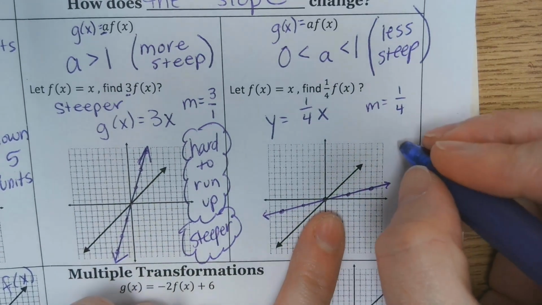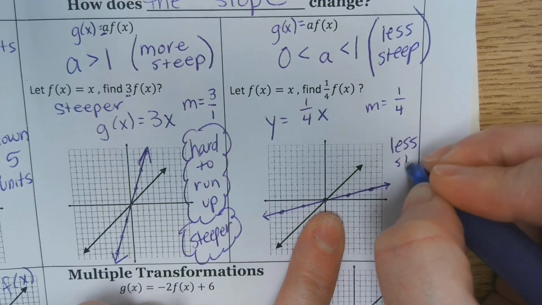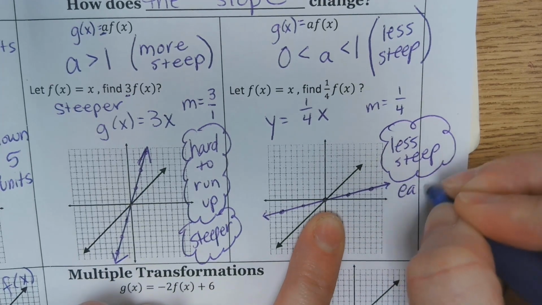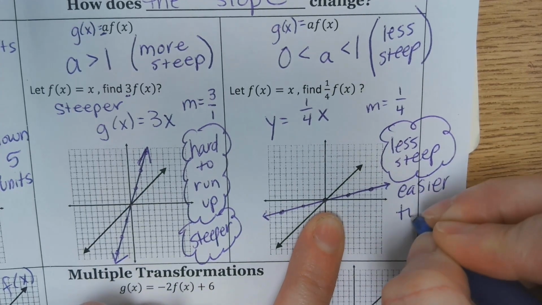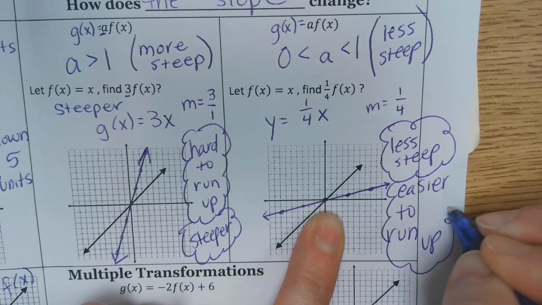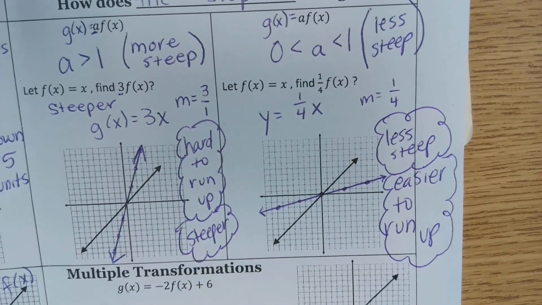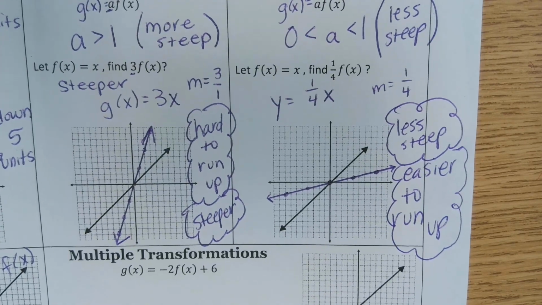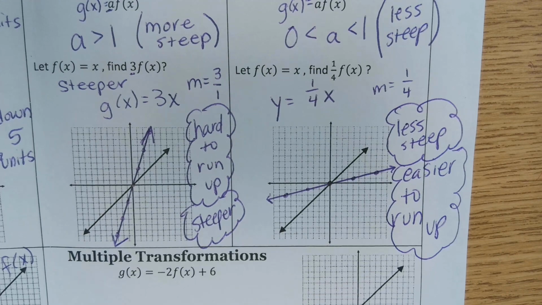So this is flatter or less steep. Think about less steep as easier to run up. We'll do the multiple transformations tomorrow because we're kind of out of time.